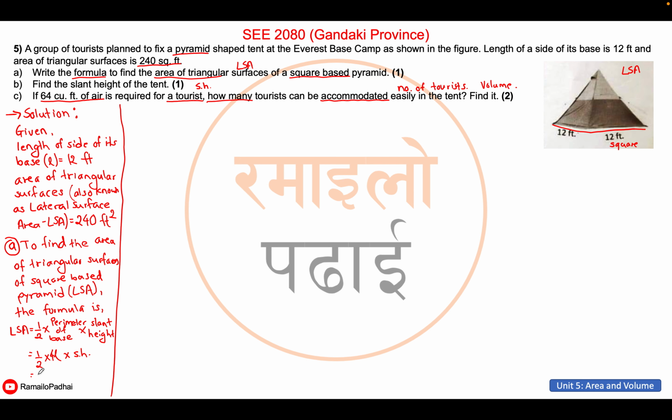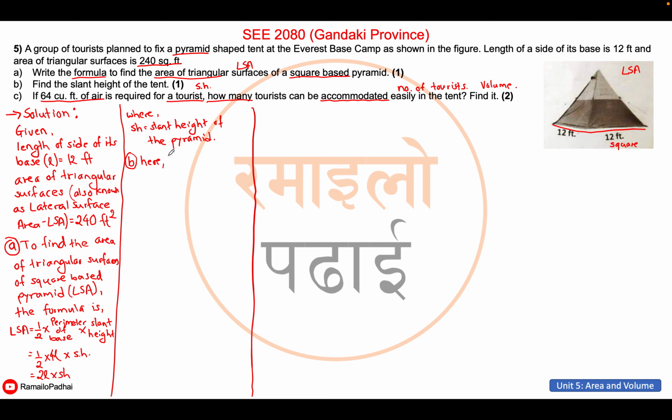which is equal to 2L times SH, where SH is equal to the slant height of the pyramid. Okay, so this is what question A was asking. Now moving on to question number B. Okay, find the slant height of the tent.